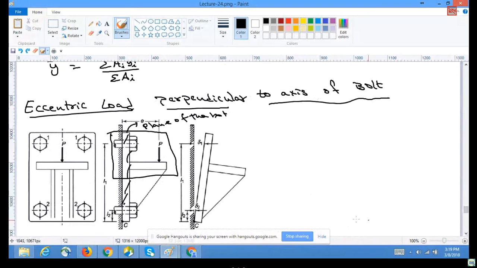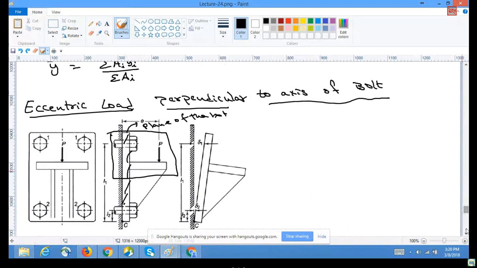And because of this loading, this bracket would try to bend, such that it is as if hinged at C. So because of that, this bolt is subjected to an axial deformation by delta 2, and all the top bolts will be subjected to axial deformation of delta 1. Because this is a rigid plate, we can assume in this manner.